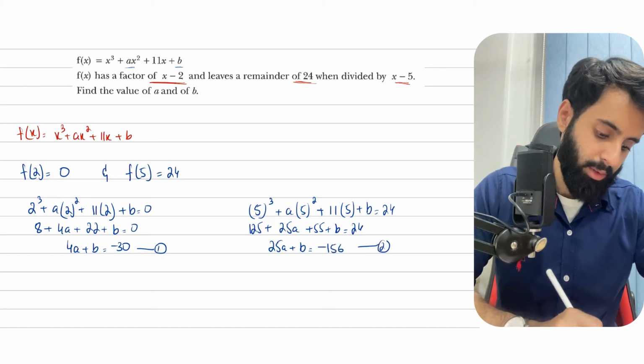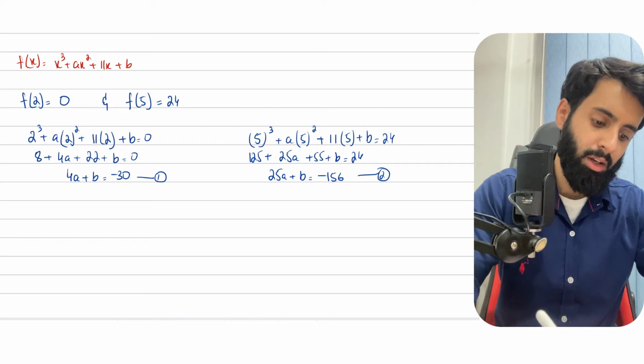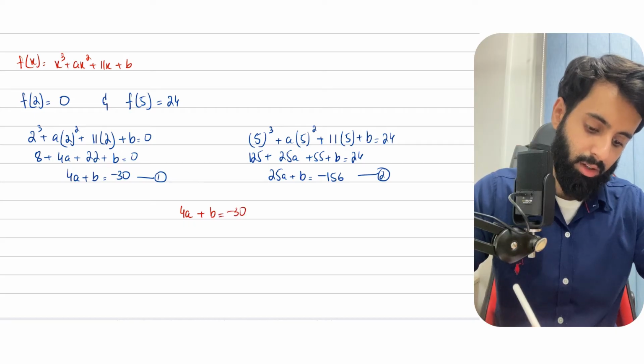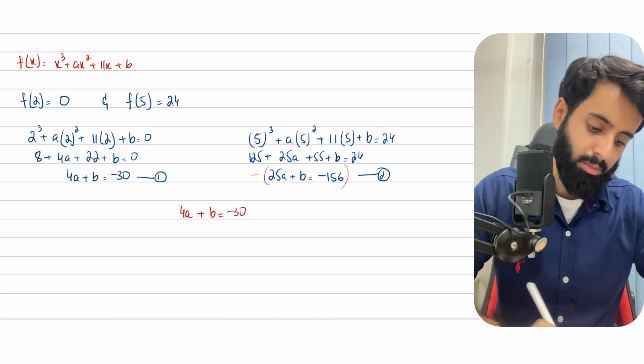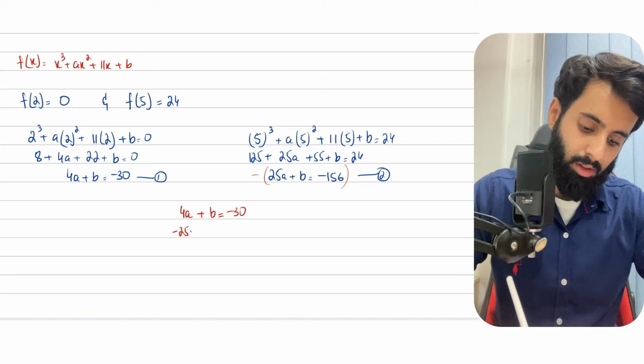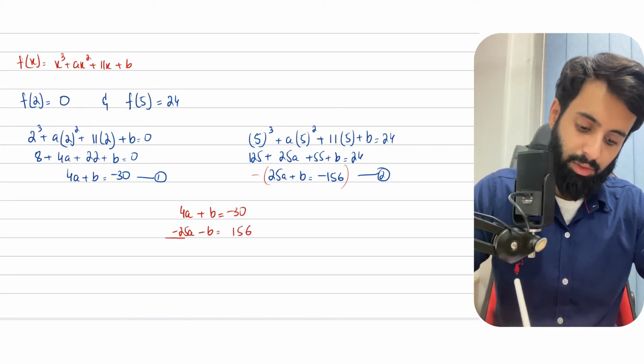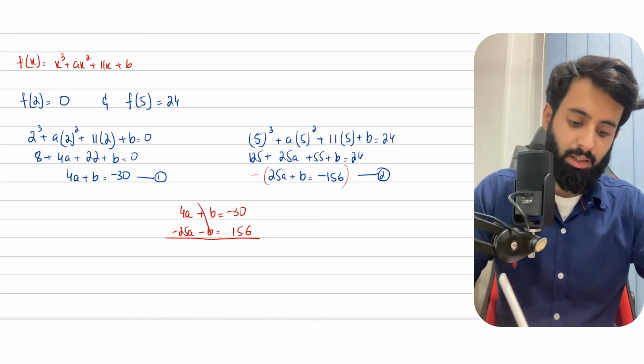Now that we have the two equations, we can solve them simultaneously, and the method that I'm going to use is elimination. So I'll write 4a plus b equals minus 30, and underneath this I'll multiply this equation by minus 1 and write it. So minus 25a minus b is equal to plus 156. Now b and b get cancelled out, plus b and minus b.